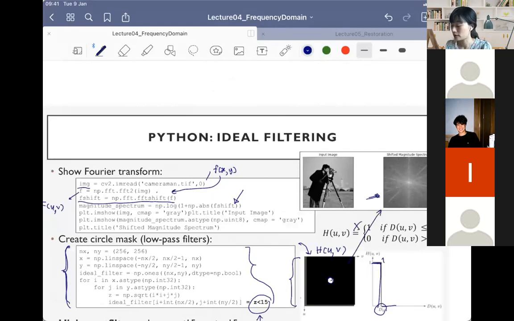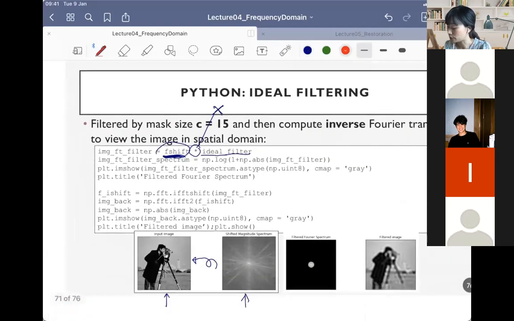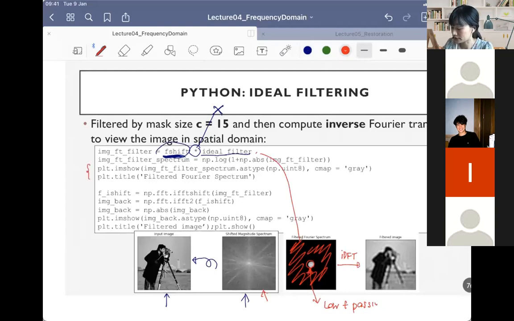So what happened when I multiply this one with this one? The value at here becomes 0, right? You look at this image: the value outside the cutoff frequency becomes 0. Only the information here is left, which is the low frequency passing information. And then I do the inverse Fourier transform. So I multiply, I will get the image here, and this area is just showing the image.